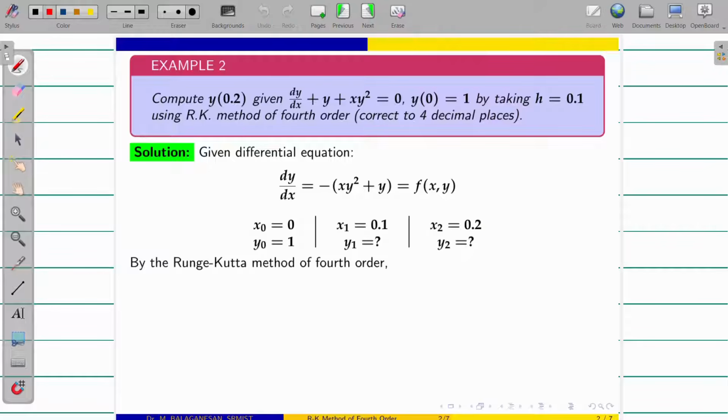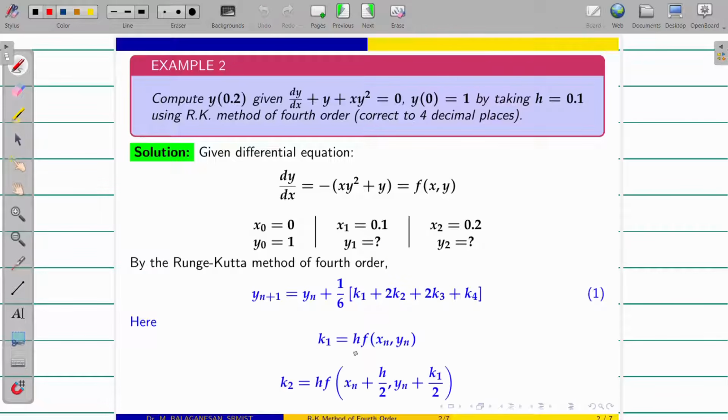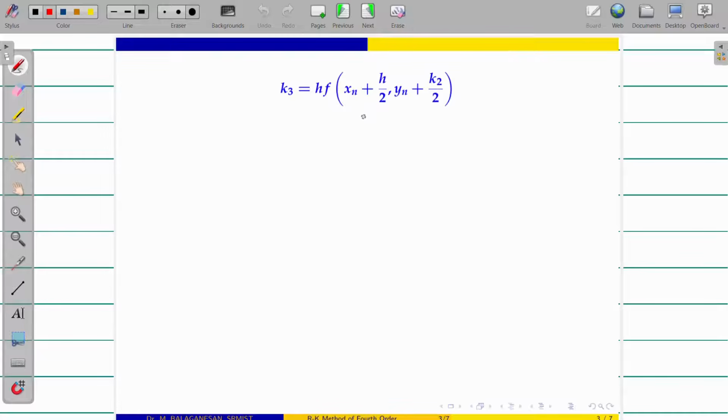Now come to the RK fourth order method, RK or Runge-Kutta. It can also be called the Runge-Kutta fourth order method. Right. This is the formula. Here, if you want to find the y1 value, we have to give n equal to 1. So what about k1, k2, k3? k1 is h times f of xn and yn, and k2 is h times f of xn plus h by 2, comma yn plus k1 by 2. k3 is h times f of xn plus h by 2, yn plus k2 by 2, and k4 is h times f of xn plus h, yn plus k3. That's it. This is the formula for the RK fourth order method.